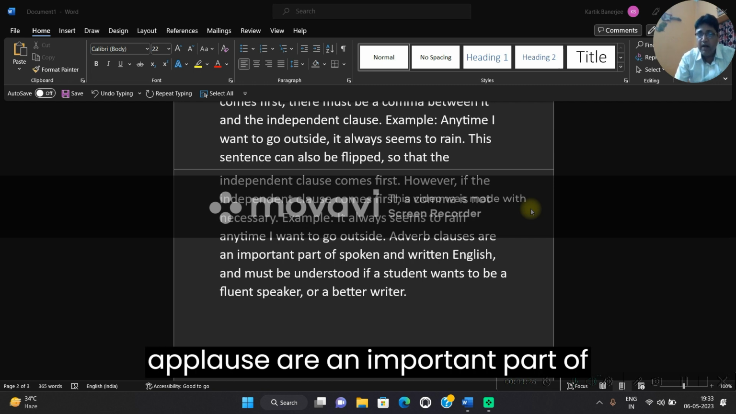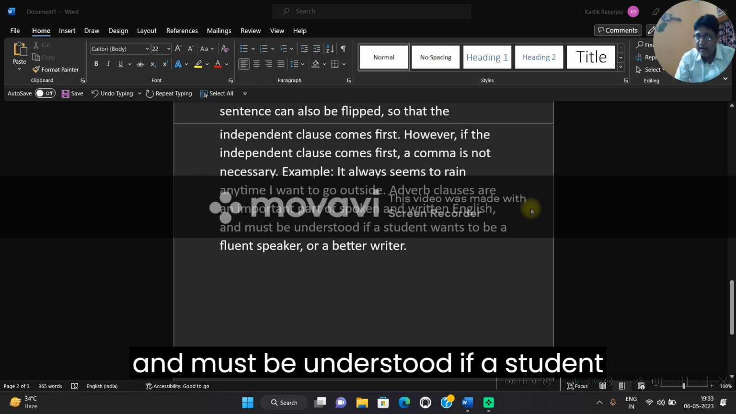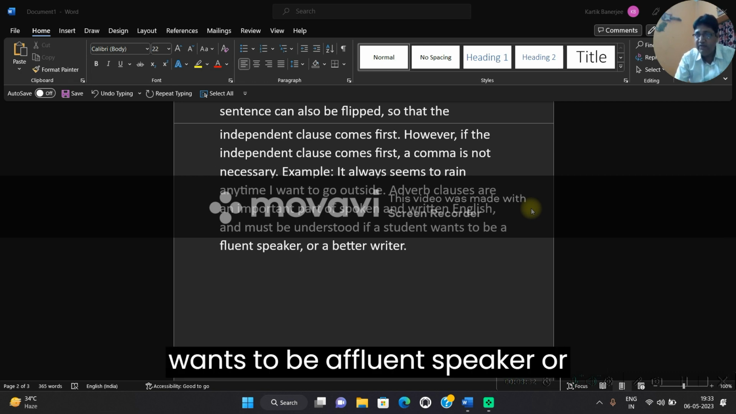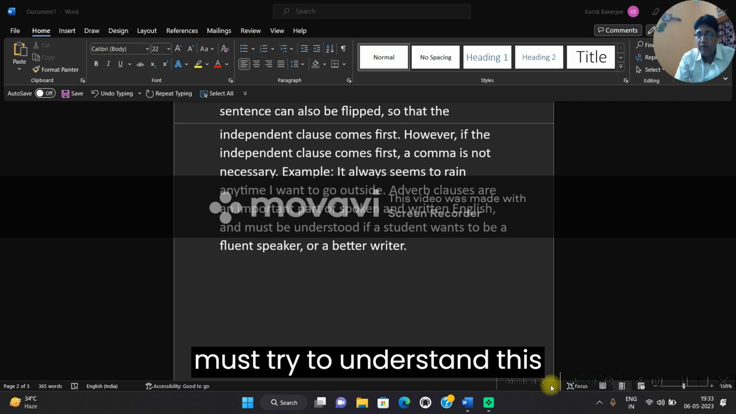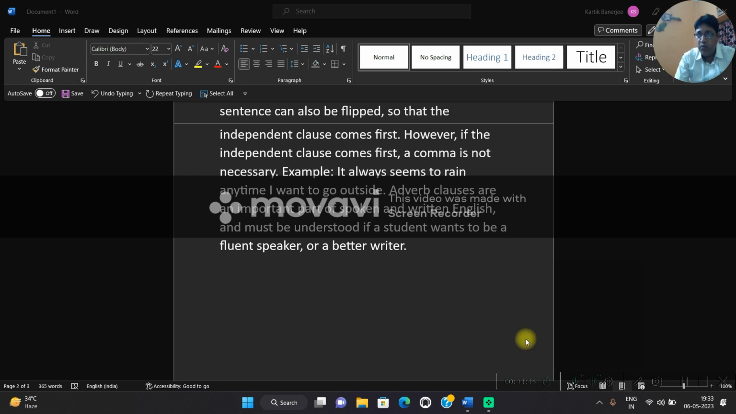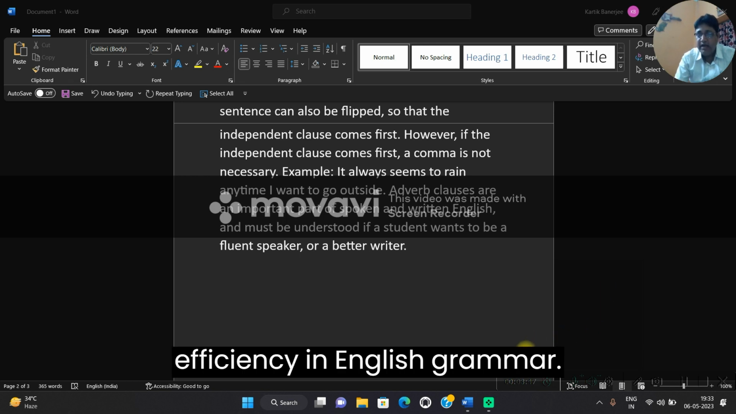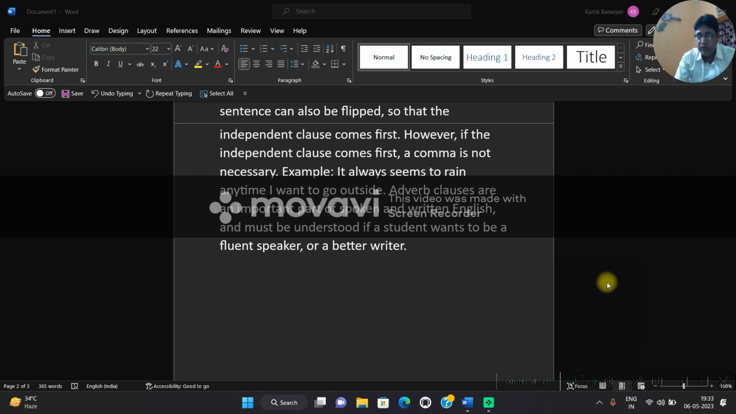Adverb clauses are an important part of spoken and written English and must be understood if a student wants to be a fluent speaker or better writer. Therefore, we must try to understand this advanced level of English so that we can get efficiency in English grammar. Therefore, it is very important to have it.